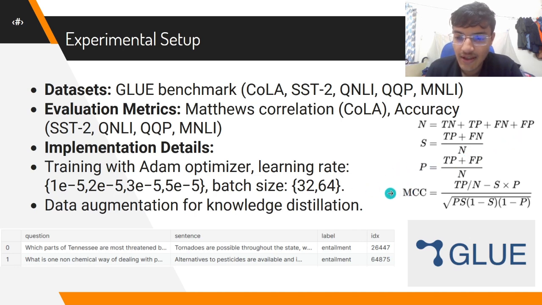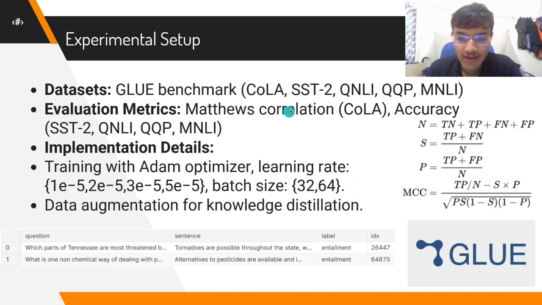And finally, after that, we can calculate the Matthews correlation coefficient, MCC, which is used for classification tasks, and this is its formula. During implementation, in the paper they tried four different learning rates and used the Adam optimizer and tried two batch sizes of 32 and 64. They used data augmentation techniques to mitigate the loss in accuracy due to pruning during knowledge distillation.